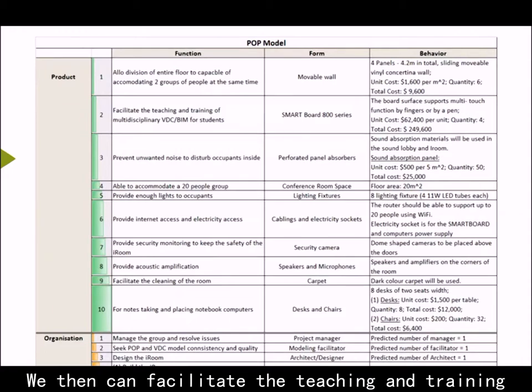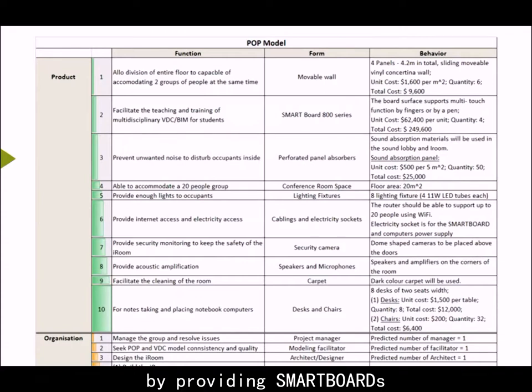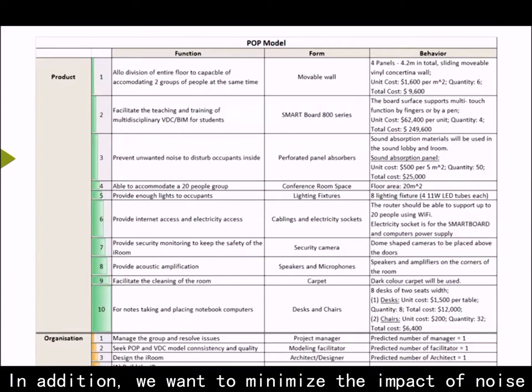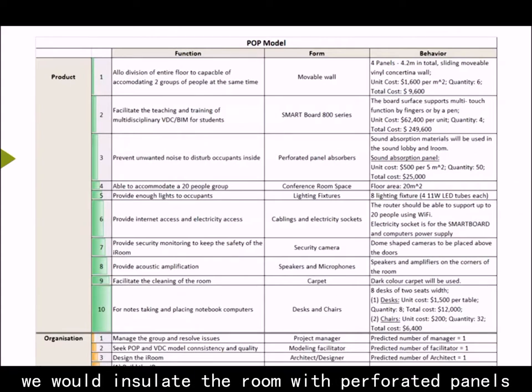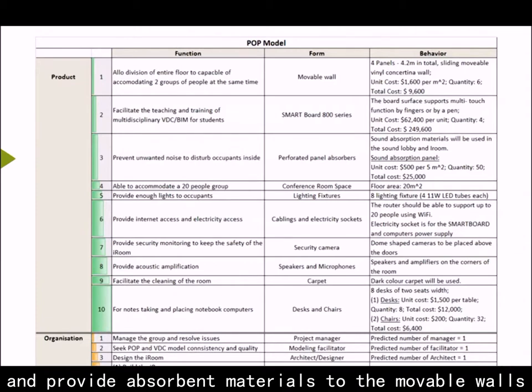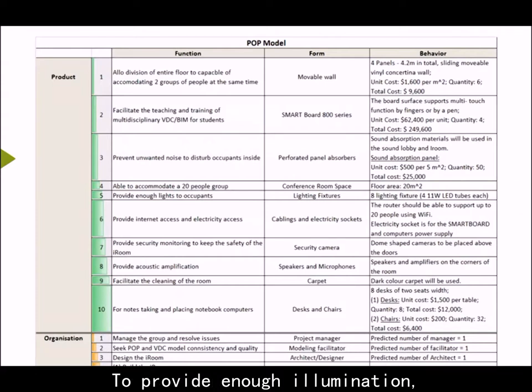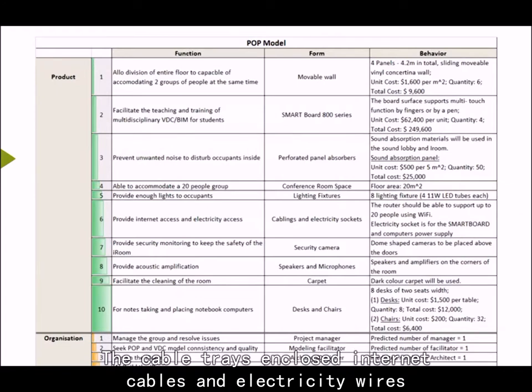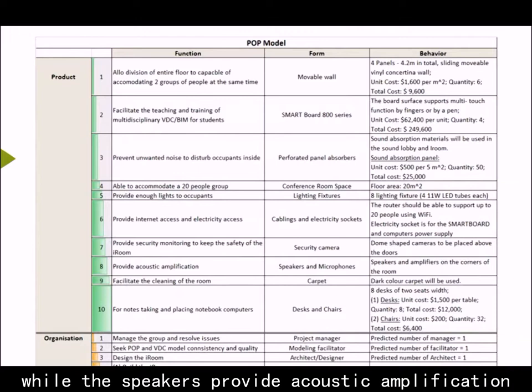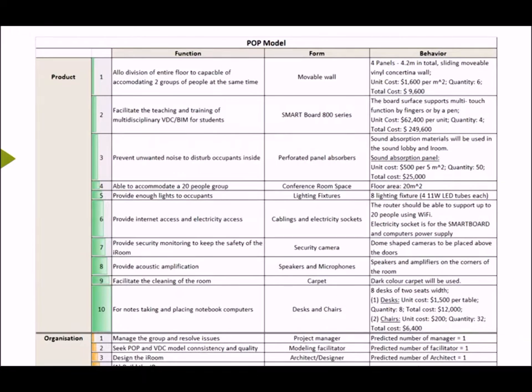We then can facilitate the teaching and training by providing the smart board. In addition, we want to minimize the impact of noise. We would insulate the room with perforated panels and provide absorbent materials to the movable wall. To provide enough illumination, we installed several ceiling lights. The cable trays enclose internet cables and electricity wires, while the speakers provide acoustic amplification.